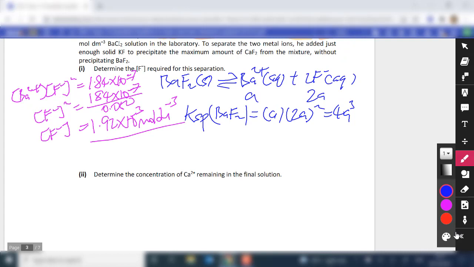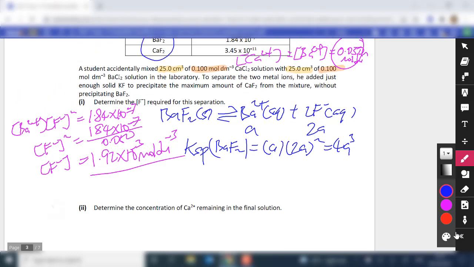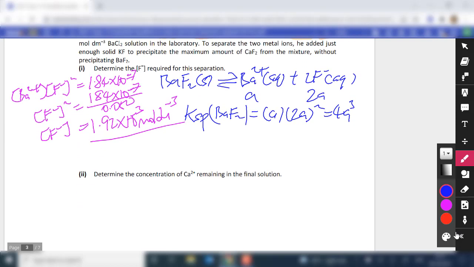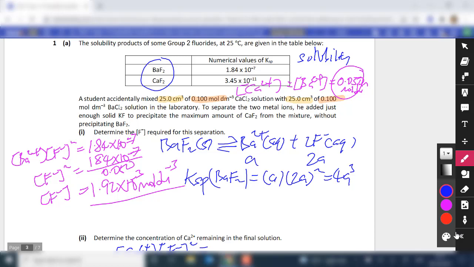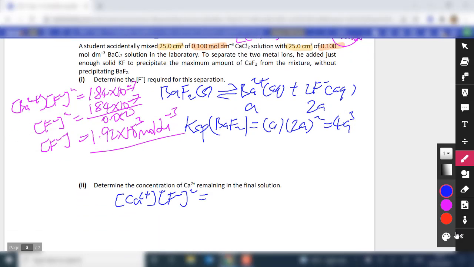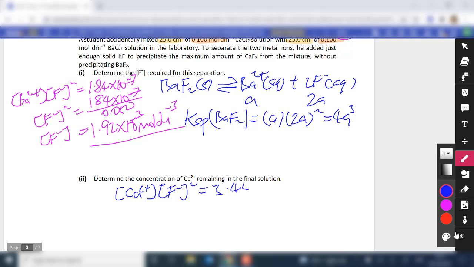Okay, so how should you go about doing this? Basically, now what you need to do is just to equate the KSP of calcium fluoride. So I'm going to write out the KSP expression: calcium 2+ times fluoride squared equals the KSP, which is 3.45 times 10 to the power minus 11. And we know the fluoride concentration, which is this. So we just sub into over here and then square it.